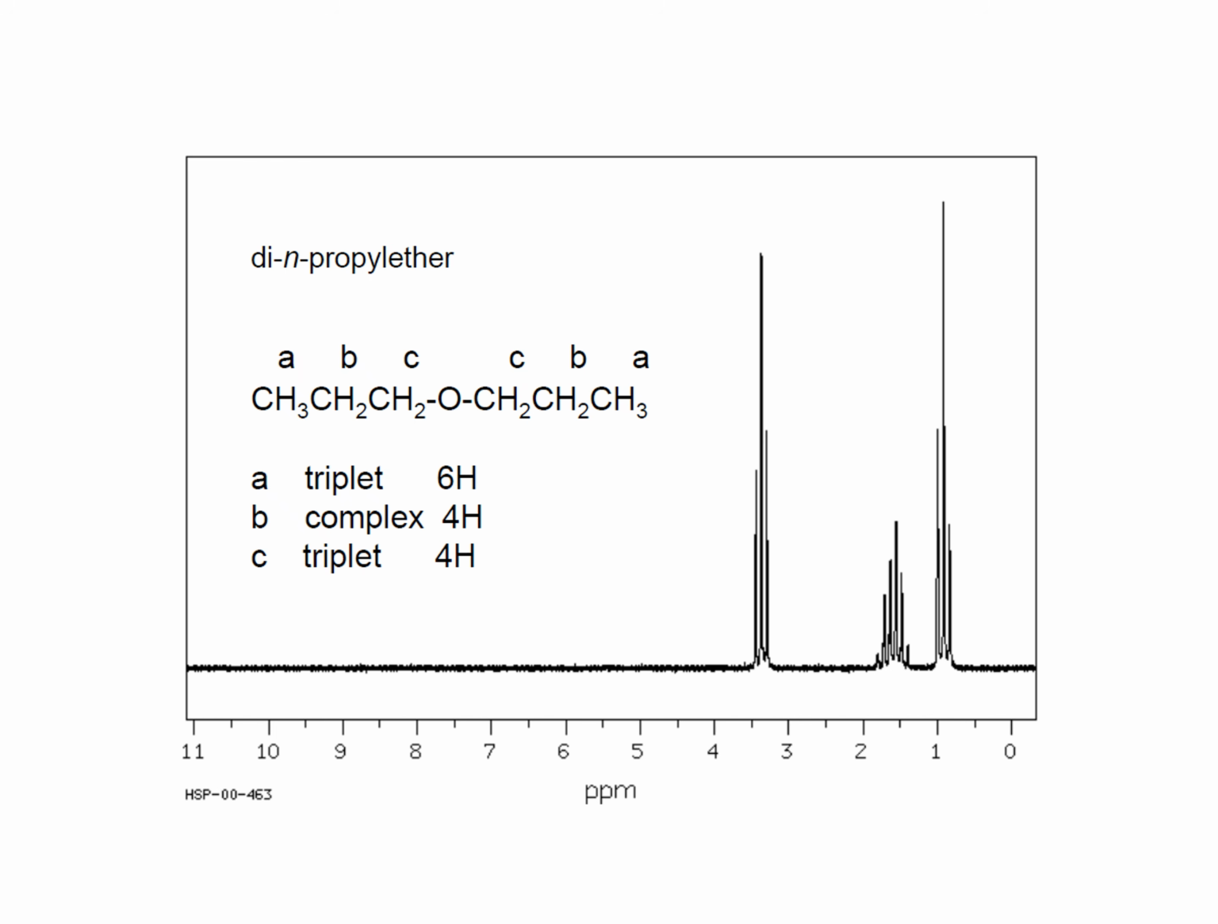Now practice another one, di-n-propyl ether. So this is also symmetrical. Symmetrical means how many environments? A, B, C, three environments, and these two would be symmetrical, these two would also be symmetrical, but three environments.